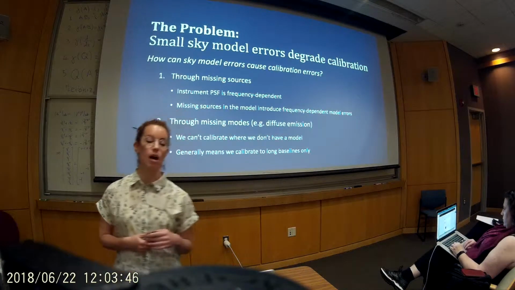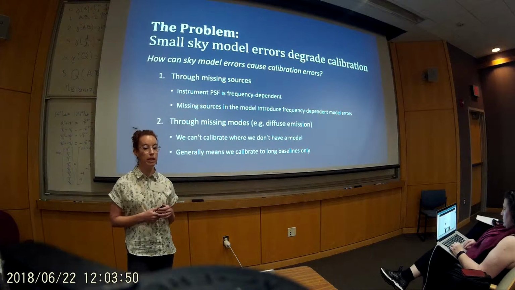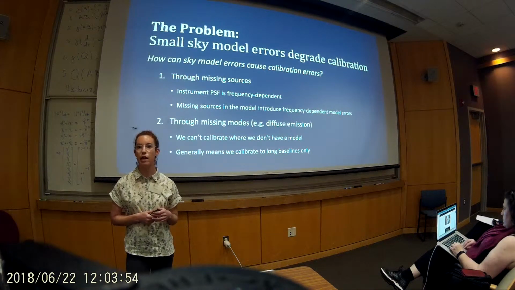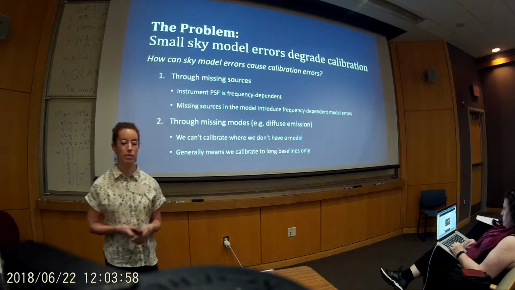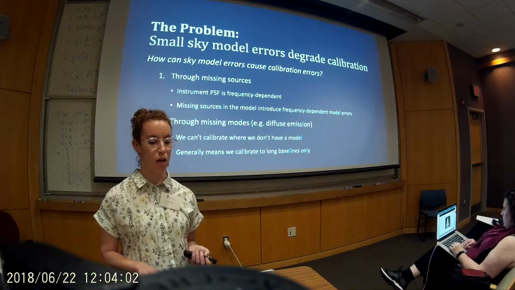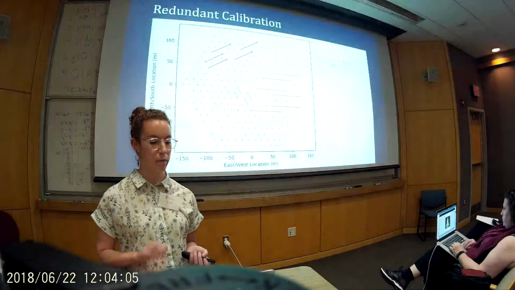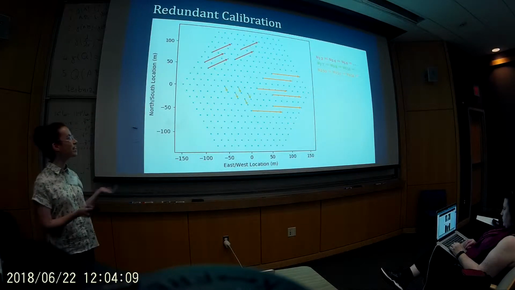Okay, so now I'm going to talk about different ways to resolve these problems, to mitigate these errors. First, I'm going to talk about redundant calibration and show that it is not an effective way of mitigating this error. This is similar to talks I've given before, including at the last project meeting, so it might be a review for some of you, but I'm talking about it again. So this is redundant calibration.